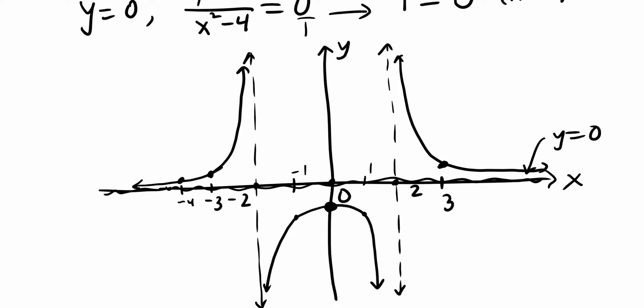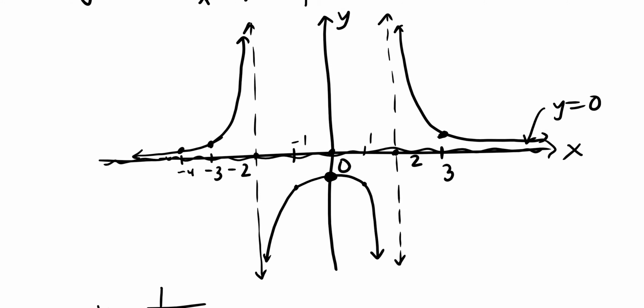Several things to note here. The first one: if we have one vertical asymptote, we're going to have 2 branches. If we have 2 vertical asymptotes, we get 3 branches, as you see, 3 of them. So the number of branches that we drew here is 1 more than the number of the vertical asymptotes.